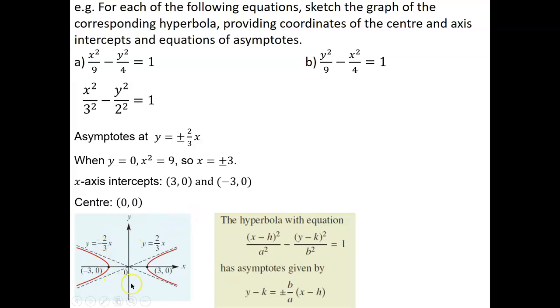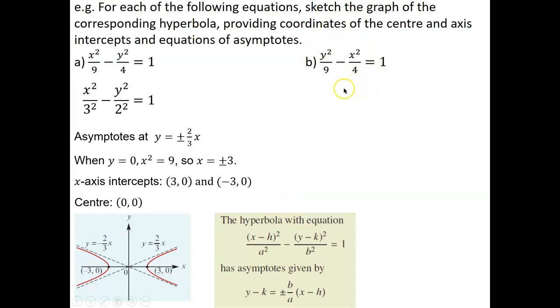When sketching hyperbolas, draw in your asymptotes first and make sure your intercepts are symmetric. If your centre's at (0, 0), make sure this distance is the same as this distance, and then sketch the lines in.